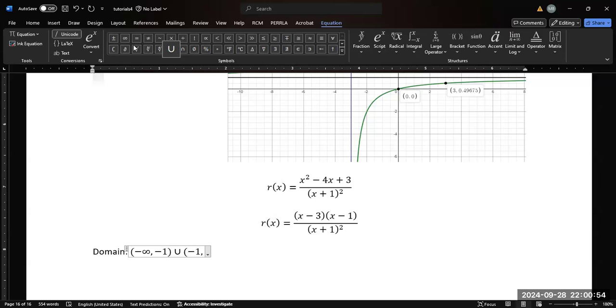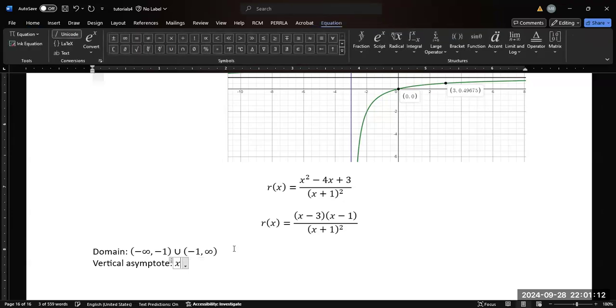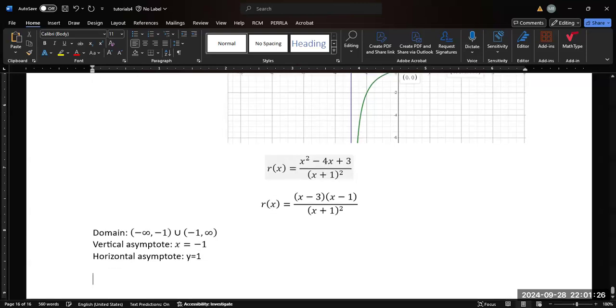Because -1 is the only value that is problematic. We do have the squared power on the bottom and the squared power on the top. So the vertical asymptote is x equals -1. The horizontal asymptote, if I multiply this out, I get x squared over x squared. I'm going to get y equals 1 again.